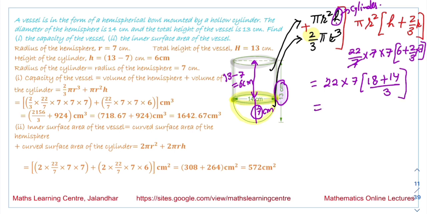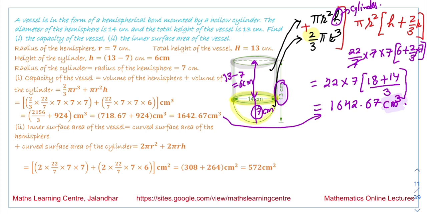On solving this, the final value that we get is 1642.67 centimeter cube. Centimeter cube is the unit for volume. So this is the total volume of this vessel.